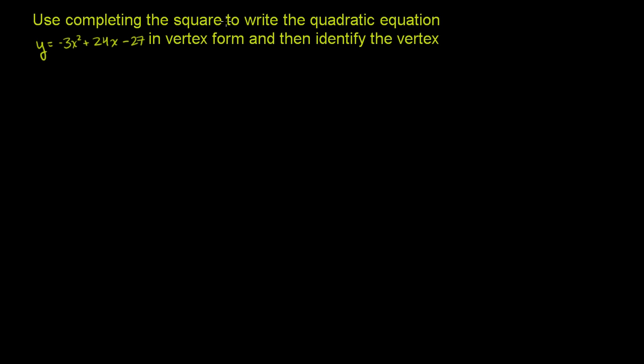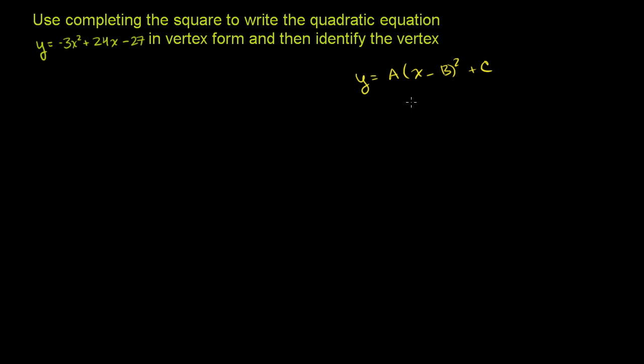Use completing the square to write the quadratic equation y is equal to negative 3x squared plus 24x minus 27 in vertex form, and then identify the vertex. So we'll see what vertex form is, but we essentially complete the square and algebraically manipulate it so it's in the form y is equal to a times x minus b squared plus c. We want to get the equation into this form right here.